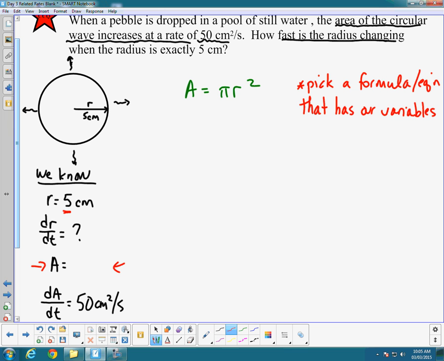In another question, I might be talking about a square increasing. So I would use the area of a square. Or maybe I'm talking about the volume of a cylinder increasing. So I would use the volume formula. Either way, I have to find some formula that has all of these variables in it. And this is a nice one, A equals pi r squared. Now, I need the dr by dt and the dA by dt. This formula doesn't have it. But if I differentiate this, the dRs and the dTs will pop up. So next, we're going to differentiate, implicit differentiation.